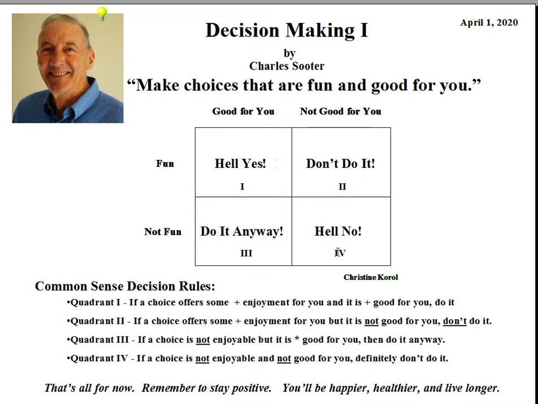And for quadrant 5, where the choice is not fun and not good for you, then definitely you do not want to make those choices. The adjacent quadrants, the answer is it depends.